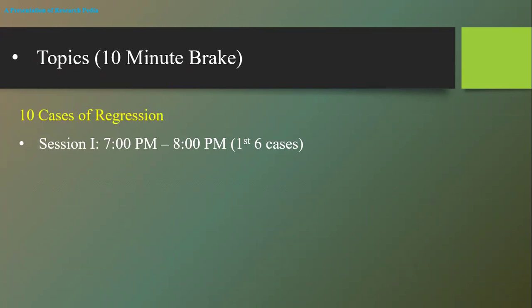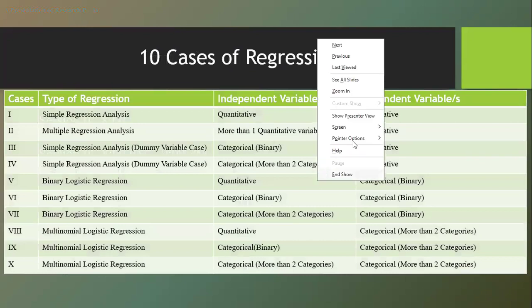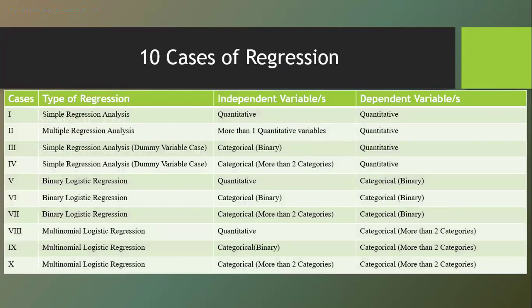In this session, we are going to learn the first 5 or 6 cases of our regression analysis. The remaining cases will be dealt with tomorrow along with the Hayes process. So you need to understand what the 10 cases of regression are, because learning the cases will make you able to interpret your results carefully, and there is a slight difference between each analysis of regression.